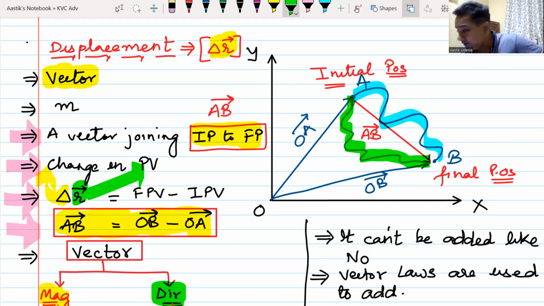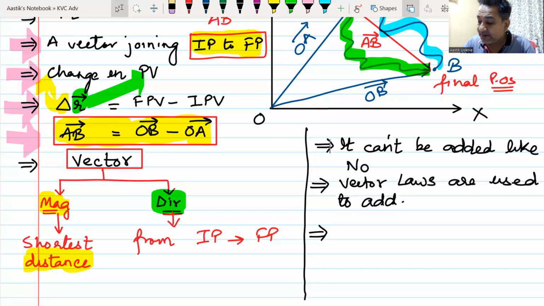What about displacement? Does it change or does it remain the same? Displacement will not change, sir. Distance changes. That means displacement does not depend on the path.